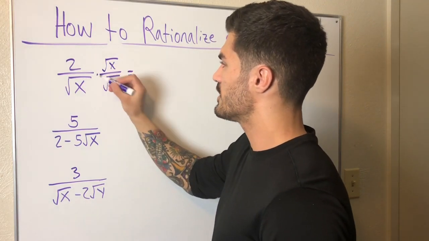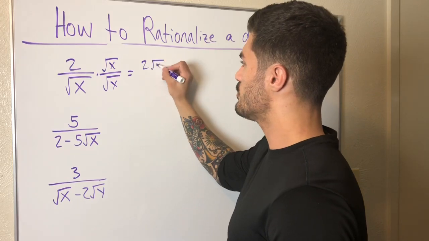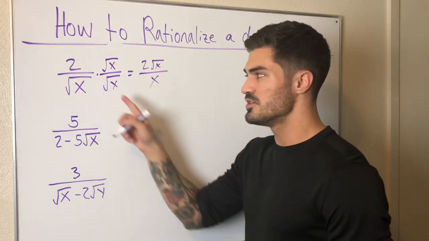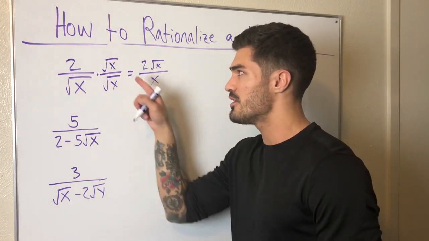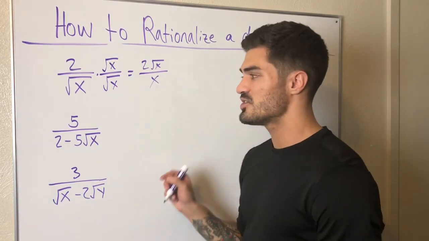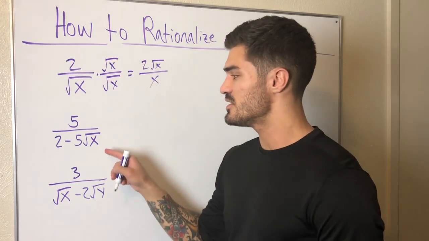So this is multiplying, so I end up with 2 root x over x, right? Still the same idea. We just have a single radical in the bottom, so we're just going to multiply top and bottom by that radical and get rid of it. So we've rationalized this denominator.